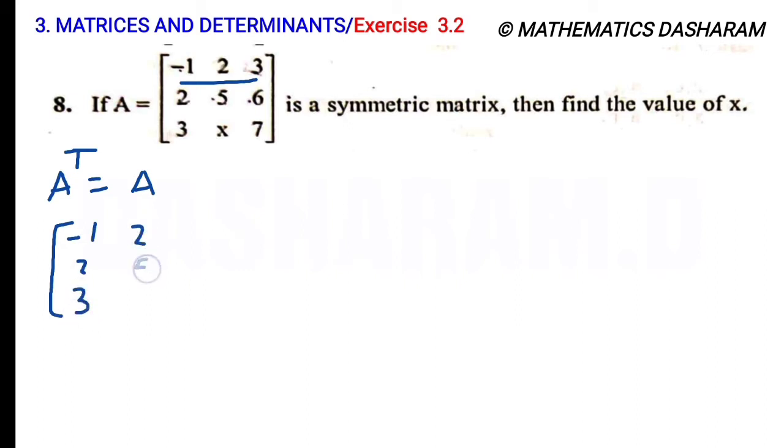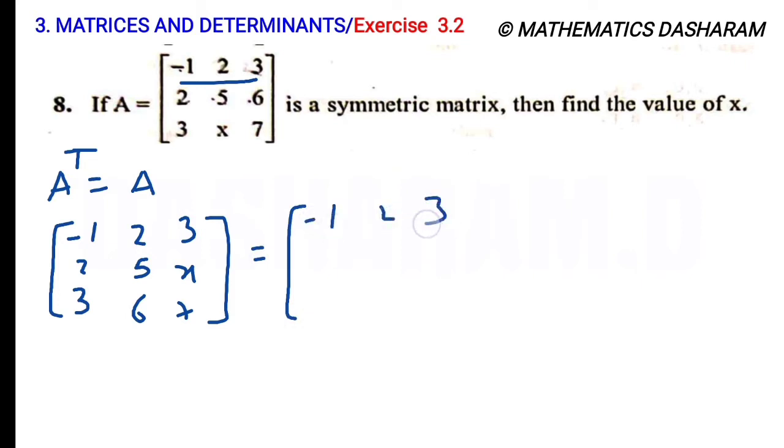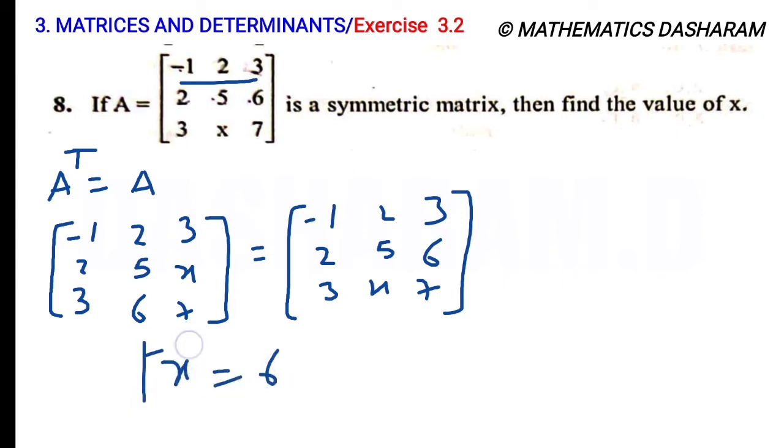next 2, 5, 6, 3x, 7. So it equals matrix A, that is minus 1, 2, 3, 2, 5, 6, 3x, 7. It is very clear that the left side and right side are both 3 by 3 matrices with an equal symbol between them, so we can equate the corresponding elements. He is asking for the x value, so x corresponds to 6. Then x equals 6 is the answer. Here also you can equate x equals 6.